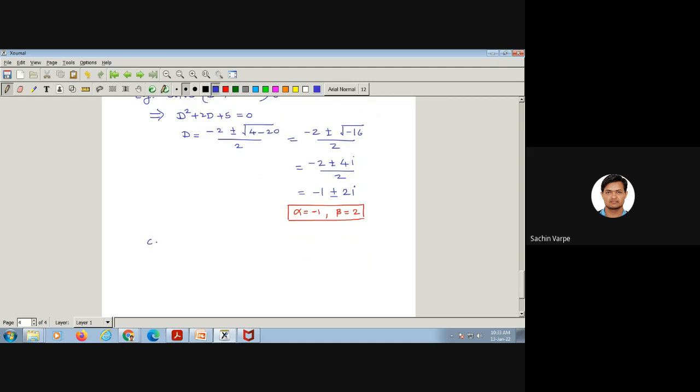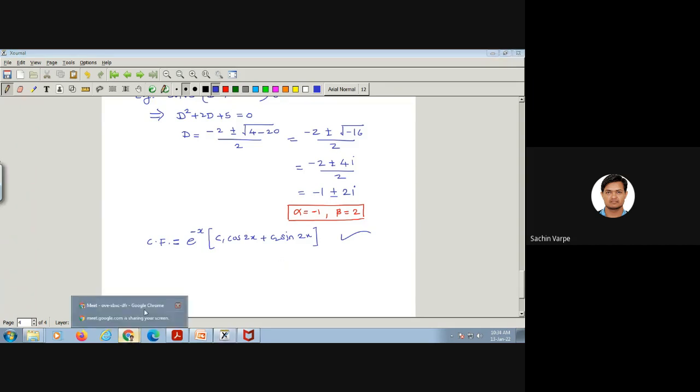So what will the complementary function be, therefore? CF is equal to e to the power alpha x, that is minus x. X is the independent variable, remember. So it changes according to the given equation. So e raised to minus x, c1 cos beta x, what is beta? 2x, plus c2 sine beta x. This is your required complementary function. Is this clear to everyone? Hello? Everyone, please do reply in the chat box.